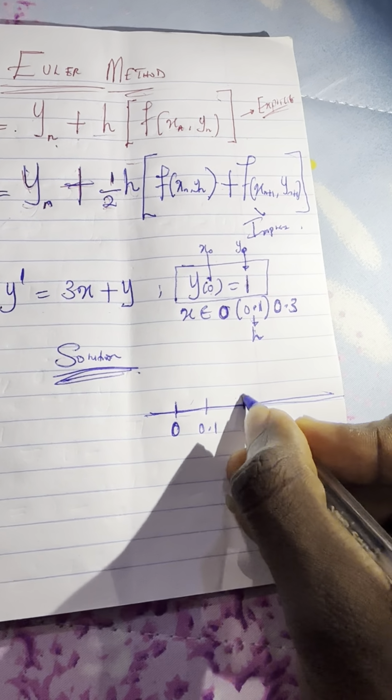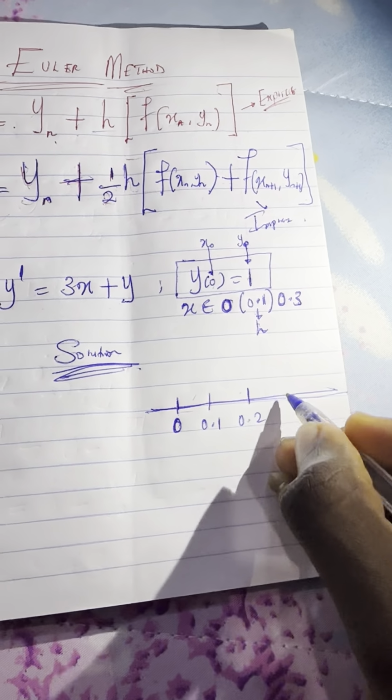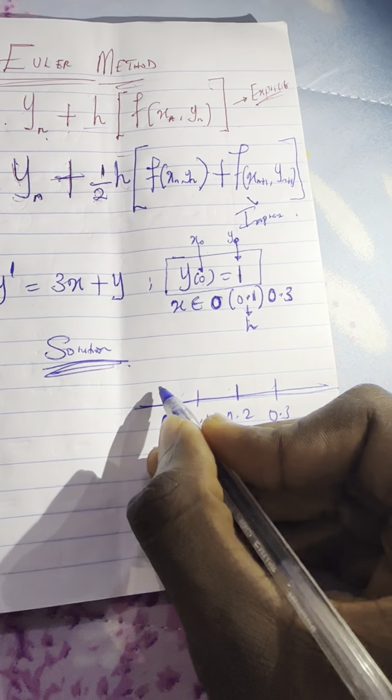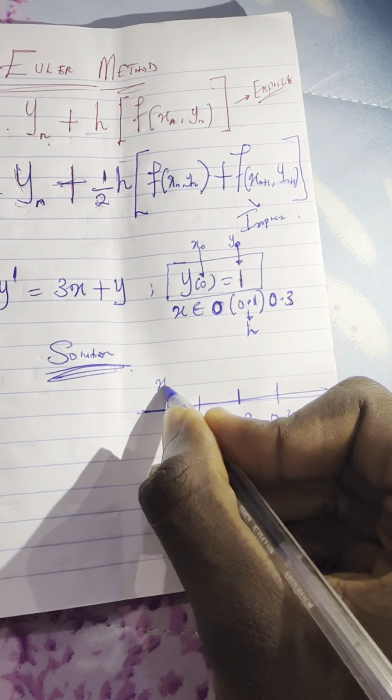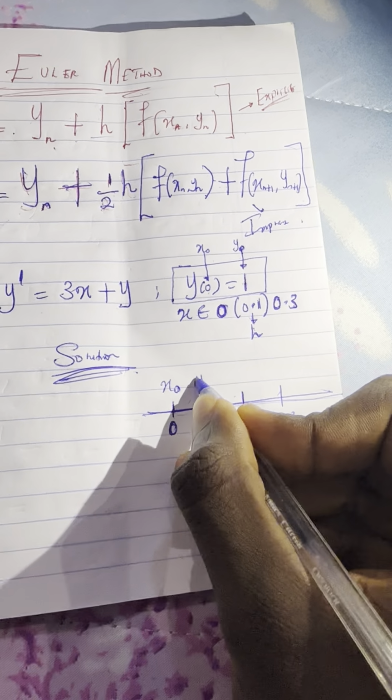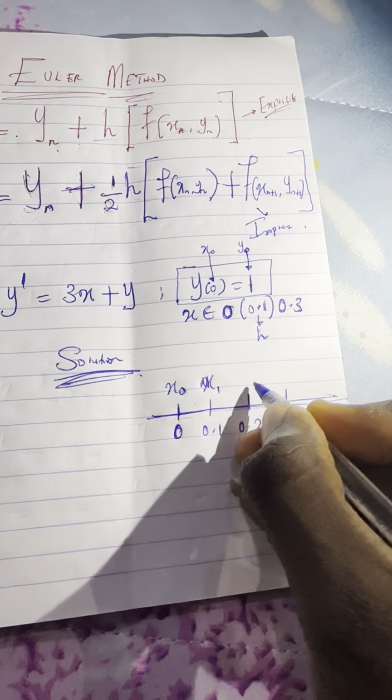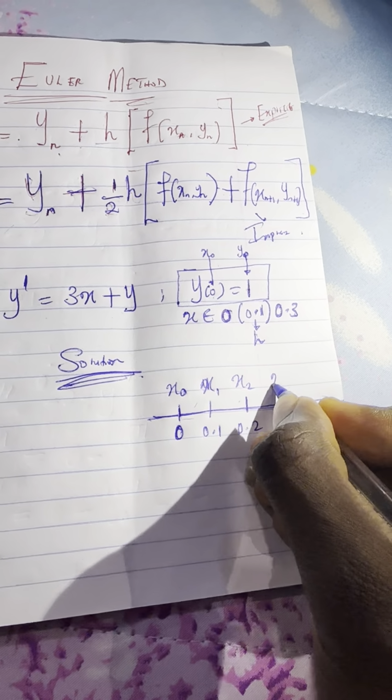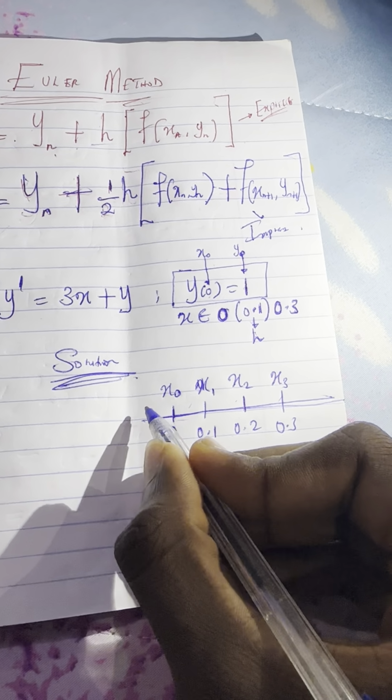So I'm taking how many steps? 3 steps. 0.2. Where will I stop? 0.3. So you label each point. You call this one your x naught, this one your x1, this one x2, and this one x3. So you do 3.